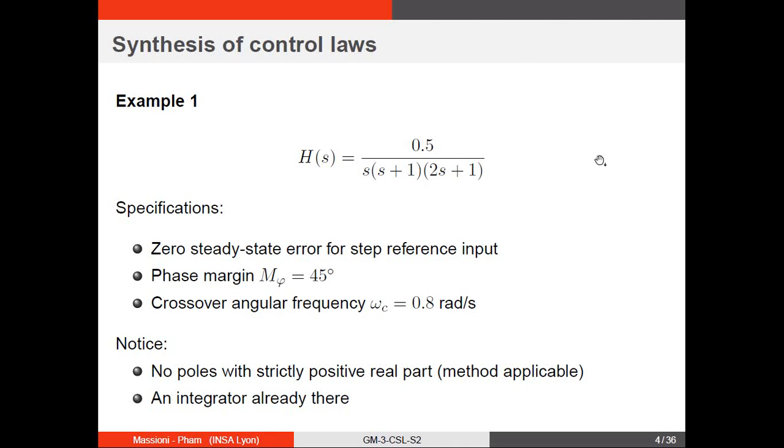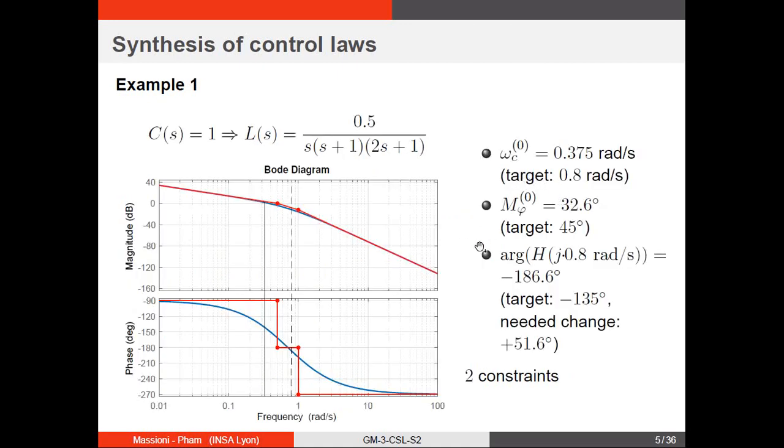Okay, I go to the solution straight away. How we do it? Well, we start, as we said, by drawing the Bode diagram of H. In this case, I use the computer to draw it, but you can draw it by using the rules that we've seen in the second class. And again, if you assume that C is 1, then the loop transfer function is just H, and this is its Bode diagram. So we said that we wish to have a crossover frequency of 0.8 radians per second.